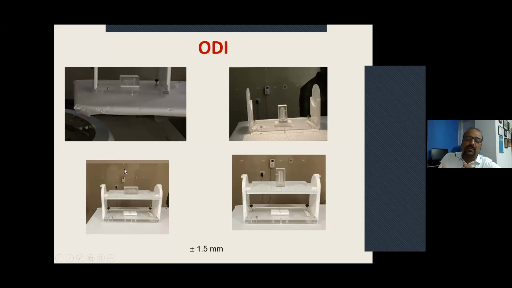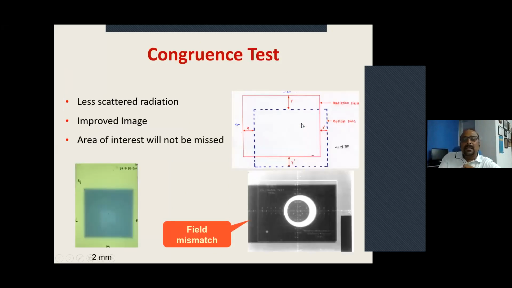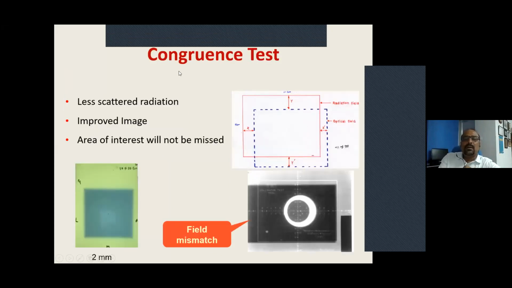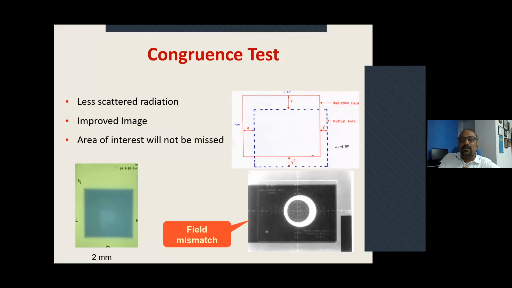So plus minus 20 centimeter you can check with this, and the same tool can be used to check the laser alignment. And then coming to the very important congruence test, we have to check whether there is optical and radiation congruence or not. And most of the time, in my experience, this congruence test meets the requirement.